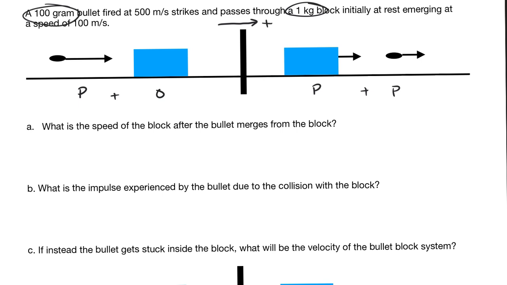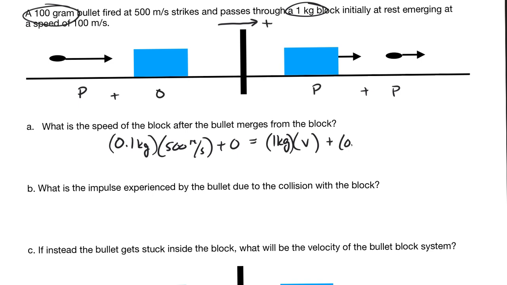So I have the mass of the bullet, which is 0.1 kilograms, times its velocity, 500 meters per second, plus 0, has to be equal to the mass of the block, which is 1 kilogram, times its unknown speed, plus the mass of the bullet again, times its known speed of 100 meters per second. So this works out to be 40 kilograms meters per second equals 1 kilogram times V. So V is 40 meters per second.